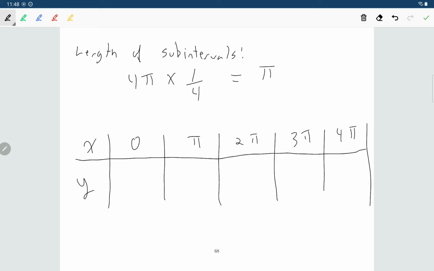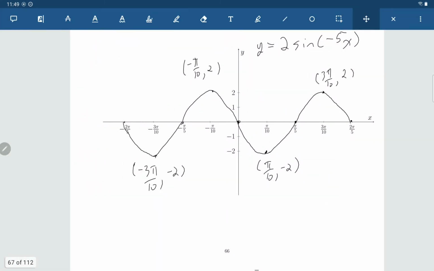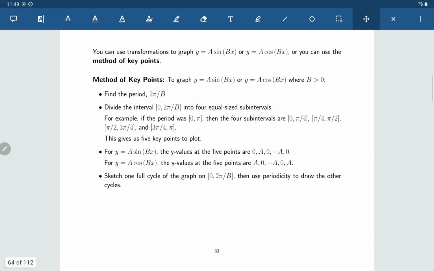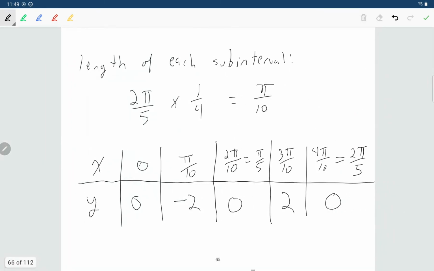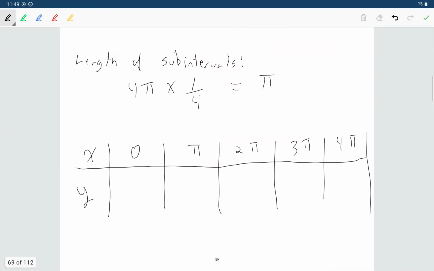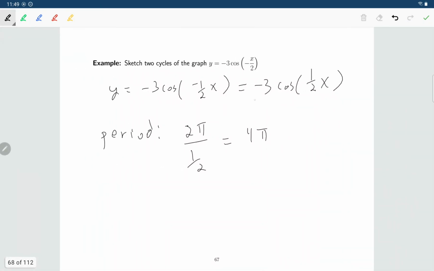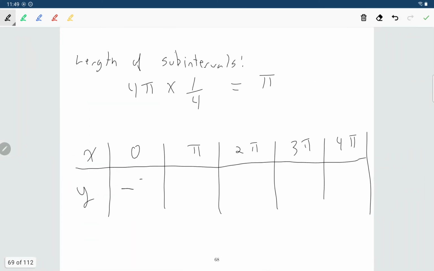And for my y values, this is again where we need to go back and remind ourselves that when we were talking about the cosine function, the y values for our key points were whatever the coefficient was, then 0, then the opposite of the coefficient, then 0, then back to our coefficient again. So here the coefficient for the cosine function is negative 3. So we start out with negative 3, then 0, then the opposite of it, then back to 0, then back to negative 3.